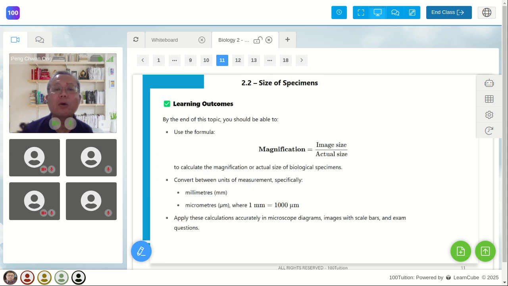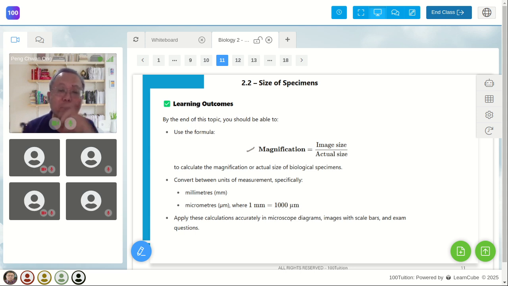Okay, let me quickly go on to 2.2, the size of specimens. This is quite an easy one, so we will go through an example to understand. First, you just need to know the formula for magnification. It's quite easy. It's simply the image size over the actual size. Then you have this factor called the magnification: the image size divided by the actual size.